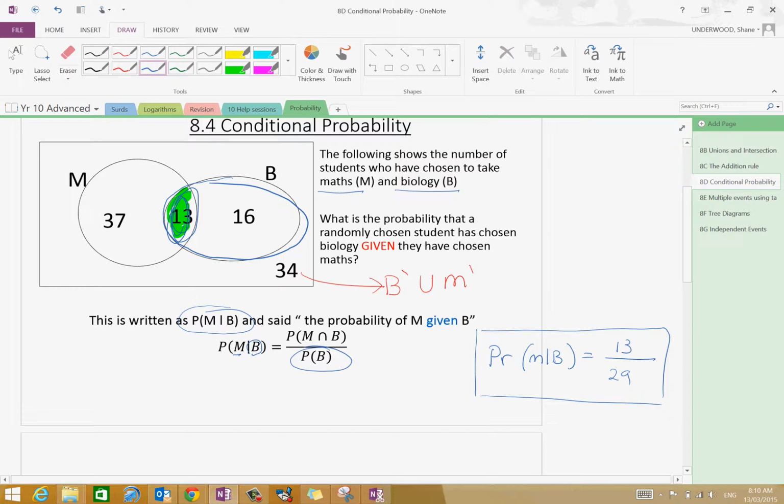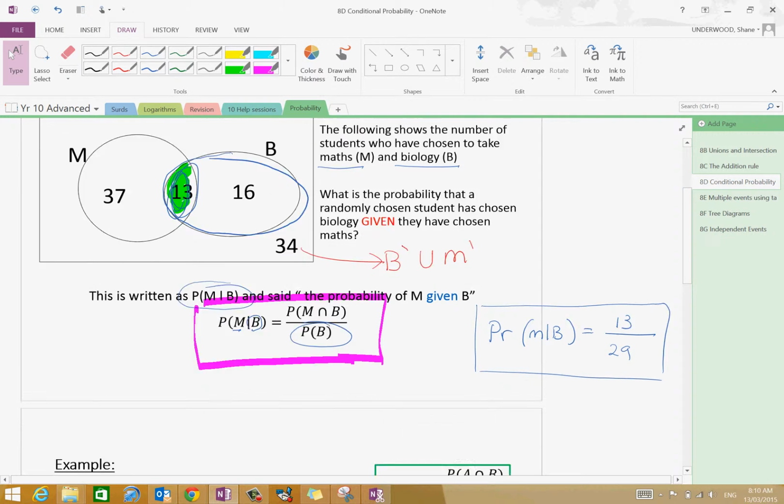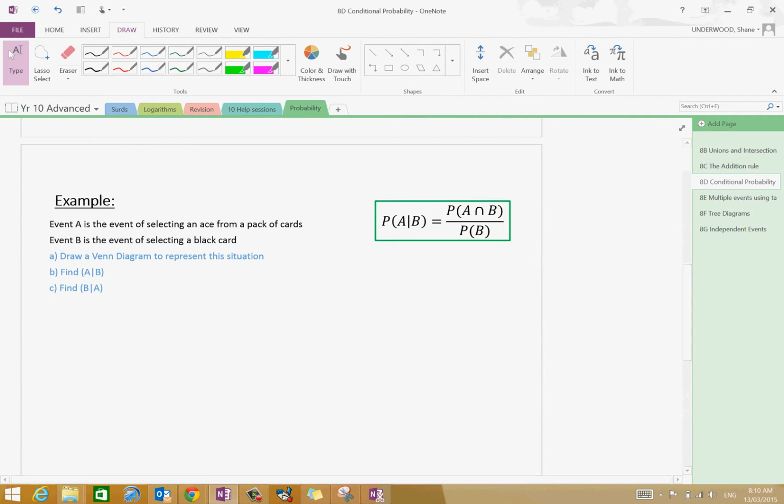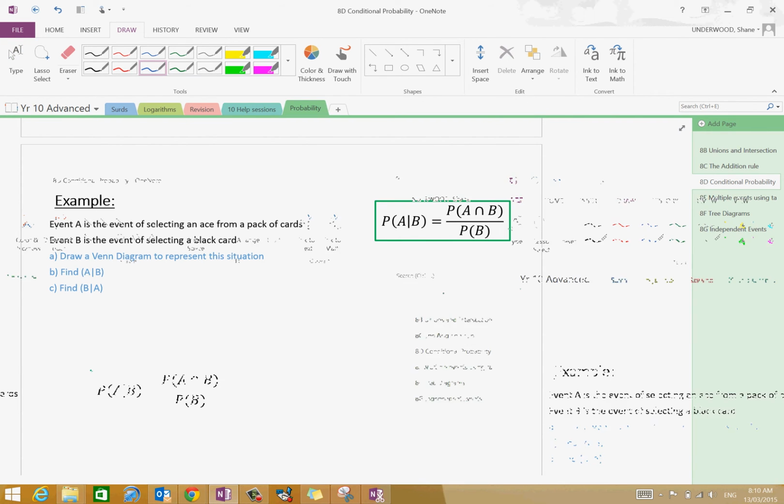Okay, and we've got to remember this rule. This is the conditional probability rule. It's definitely something that you'll have in your formula reference. Now let's have a look at an example. I've got the formula in the top right hand corner.